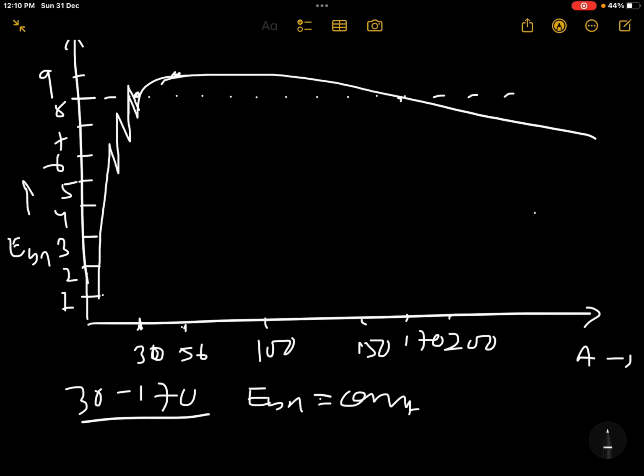Greater the binding energy per nucleon, more is the stability. So they are stable, they do not undergo fission nor fusion. Okay, so who will undergo fission? The one which is unstable. Who is unstable? The one whose binding energy is less. Whose is less? A less than 30 and A greater than 170.